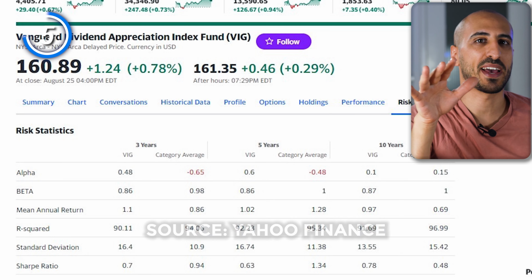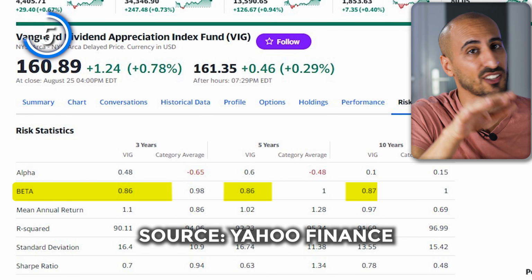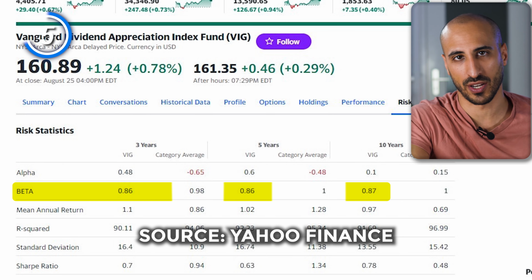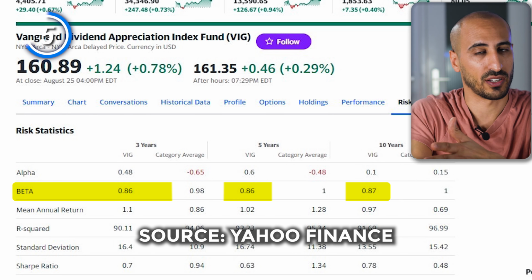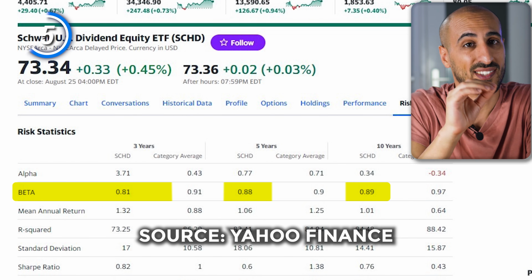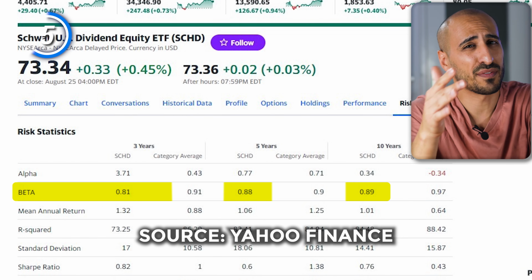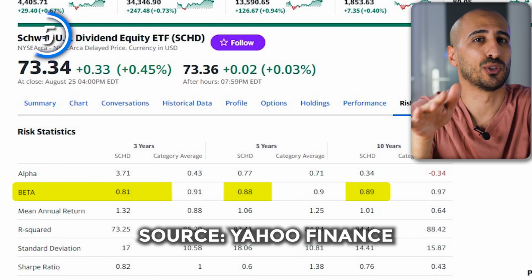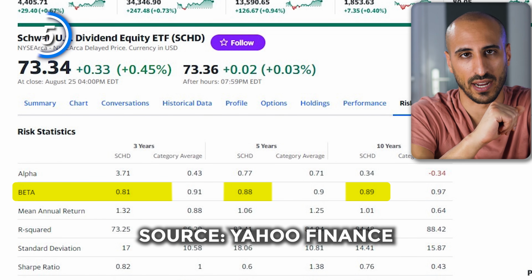than 1. VIG's beta was around 0.86, 0.87 in the last 3 to 10 years, showing less volatility than the market, which is great. But SCHD had an even better beta in the last 3 years with 0.81, although in the last 5 and 10 years it was up to 0.88, 0.89. So pretty similar results, and sure, a sign that both ETFs are stable in the long term.